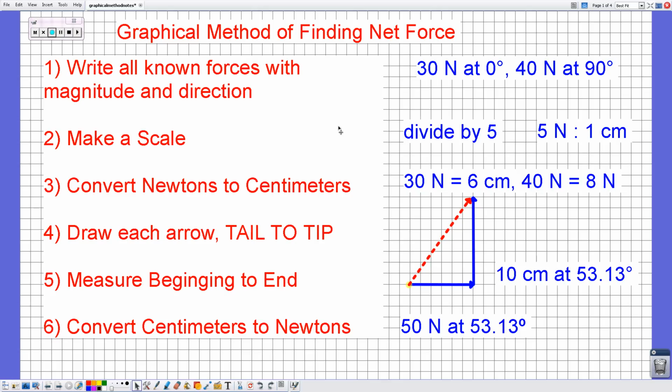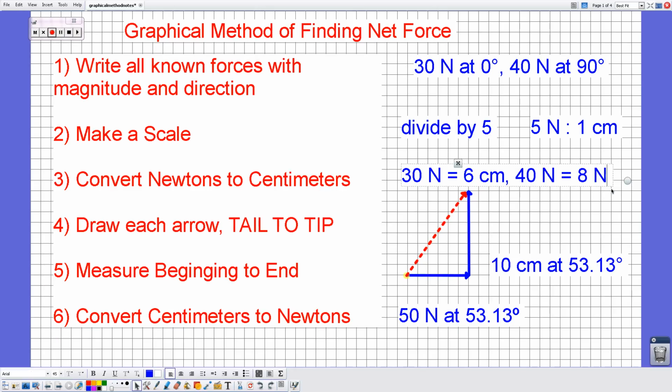First, you have to make sure that all of your known forces are written down with magnitude and direction. Magnitude means the number of newtons. Direction is the angle. Next, you need to make a scale. Alright, so for this one, I'm going to divide everything by 5. Another way of saying that is 5 newtons equals 1 centimeter. Either way works. So I'm going to take 30, divide it by 5, and that's going to give me 6 centimeters. 40 divided by 5 will give me 8 centimeters.